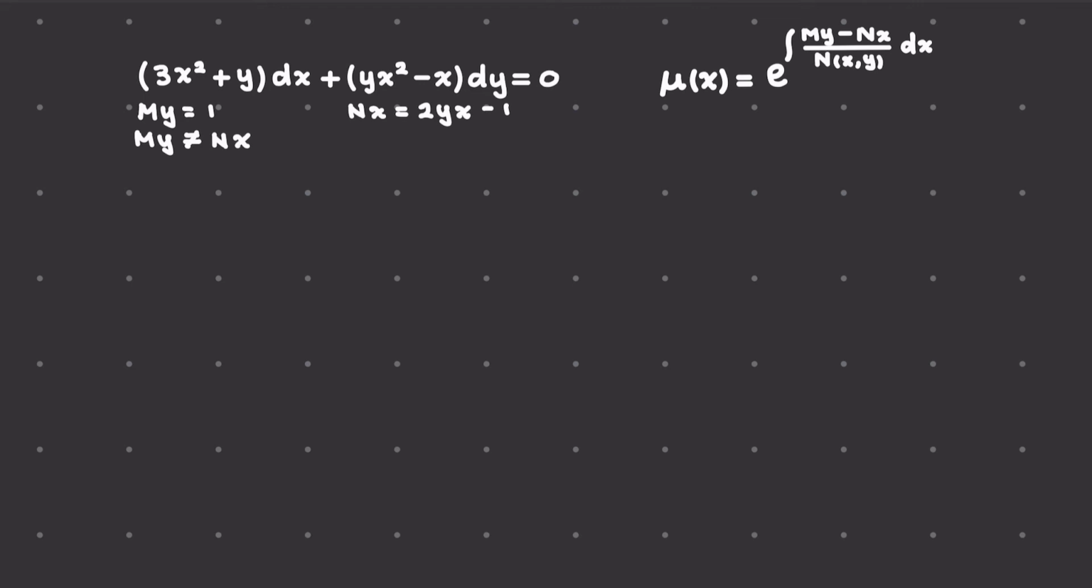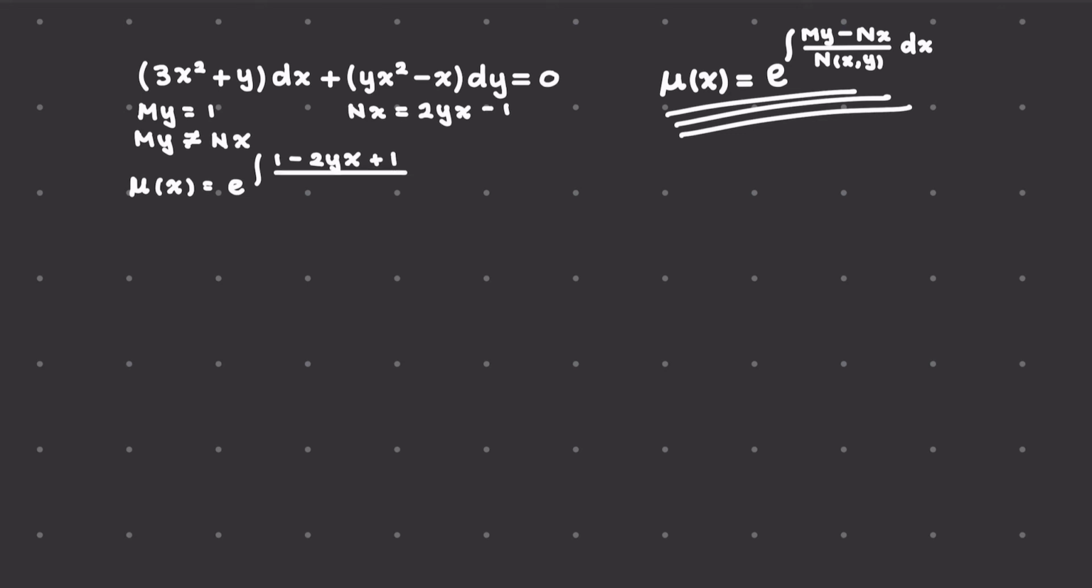And how do we make this almost exact differential equation exact? We're going to use this formula here to find its integrating factor, and after finding the integrating factor, we will multiply it with our original differential equation here. So let's find our integrating factor, which is μ of x, equals e to the power of the integration of My, which is 1 minus (2yx − 1), minus times minus is positive, over N, which is yx² − x, dx.